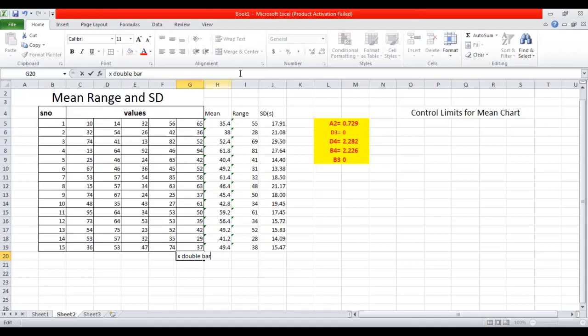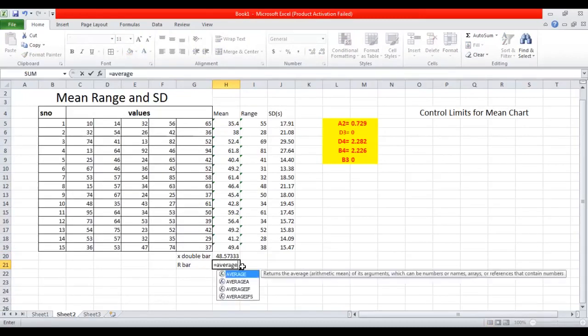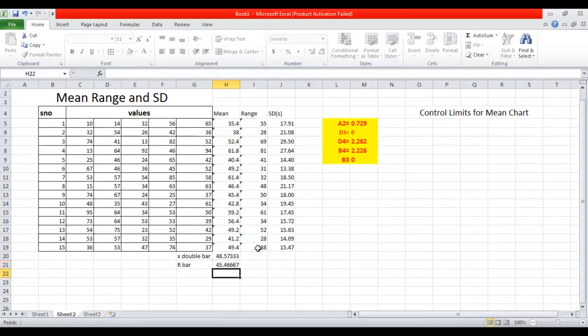Coming to X double bar, this is the average of all the mean values. So the average of all the mean values gives us the X double bar value. Next we want R bar. R bar is equal to the average of all the range values. So select all the range values and find the average, and we get the R bar.